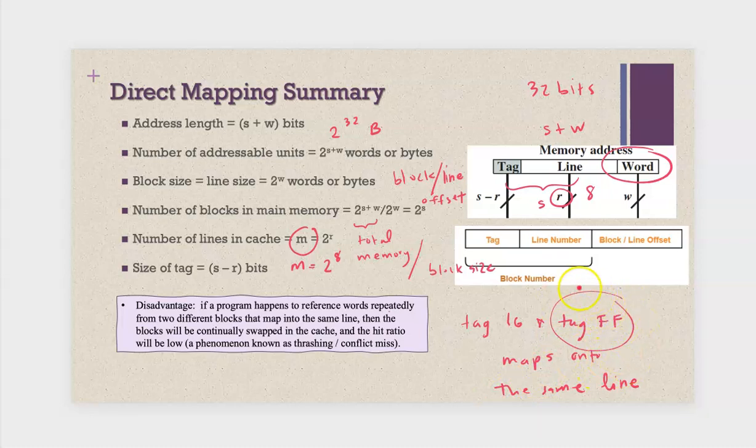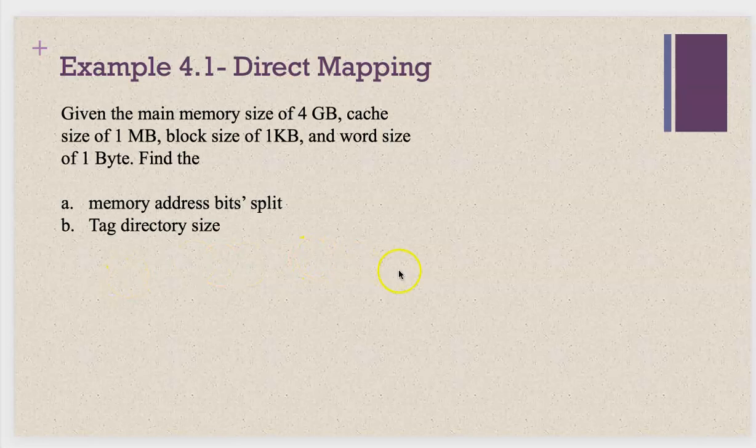So the main memory would map this onto the cache, but the next time the CPU wants to read, maybe it doesn't want to read tag FF, but it wants to read tag 16. So now you are asking the main memory, I don't want tag FF, I want tag 16. So the main memory is going to find tag 16 and map it onto the cache again. So you are in this cycle over and over again. This is what it means by continually swapped in the cache. And the hit ratio will be low because this is an issue. This is a phenomenon called thrashing or conflict miss. We have an example of direct mapping, and I will go over this at the end, so stay tuned for this.